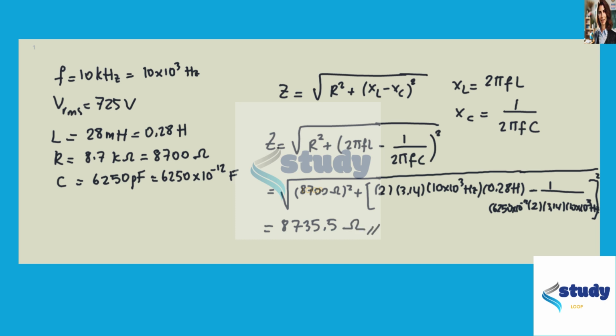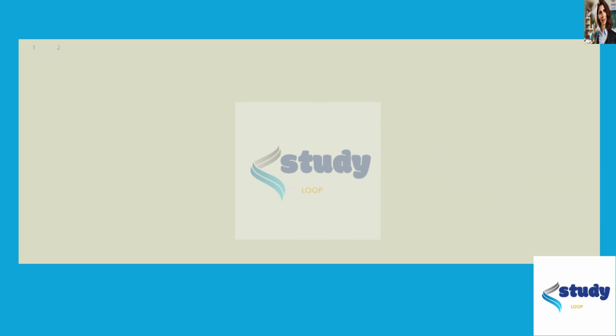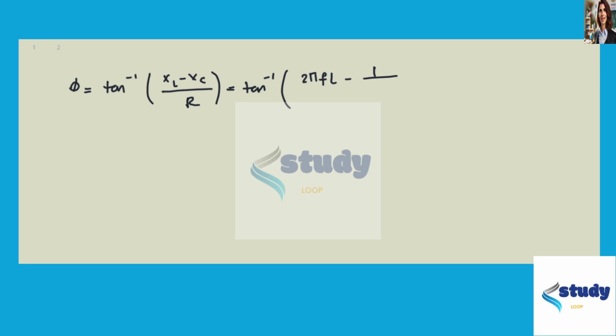All right. Now the second part of the question is asking us to calculate the phase angle. In order to calculate the phase angle, we're going to take the inverse tangent. Now we have both reactances, XL minus XC over R, which is going to give us the phase angle. And plug in the equations for XL and XC: 2 pi FL minus 1 over 2 pi FC, divided by R.